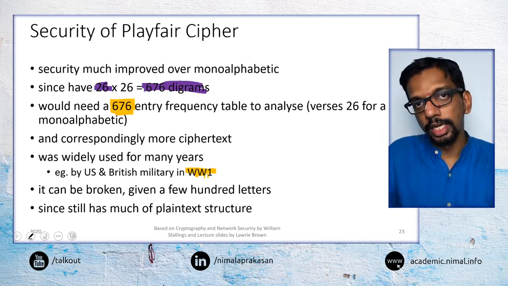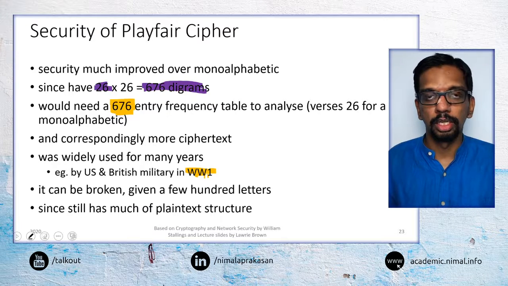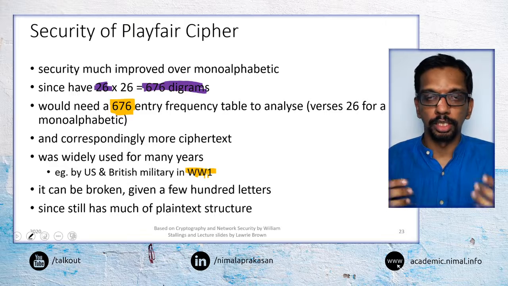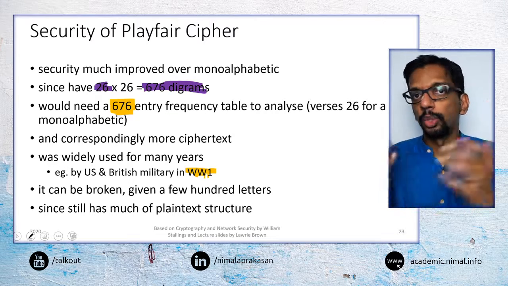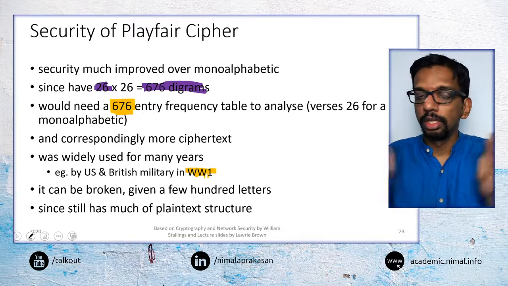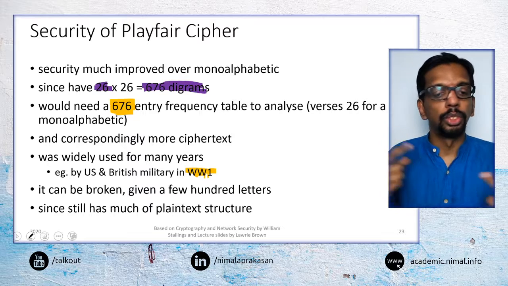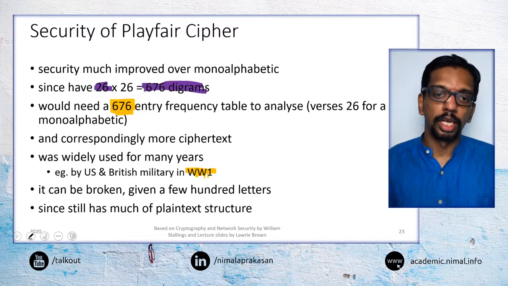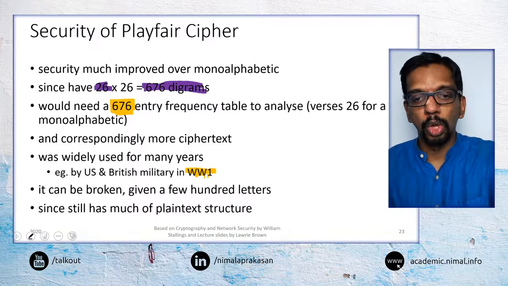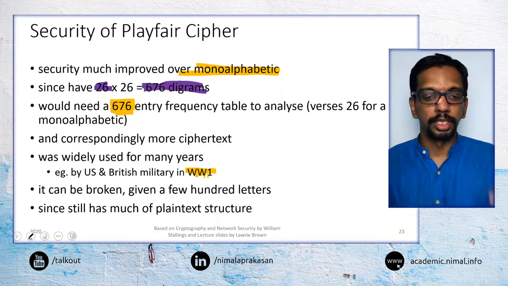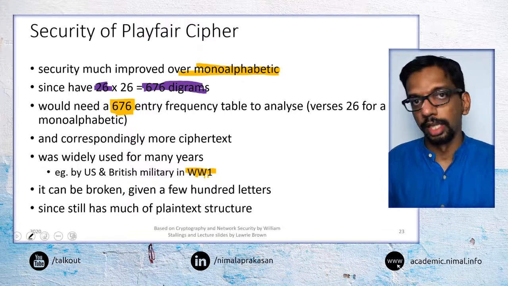To do frequency analysis, you need to have large amount of ciphertext. If you only have a single word, then you can't do much frequency analysis. Say, if you have only a 5-letter ciphertext, you cannot do frequency analysis because that may be very random. But if you have large amounts of ciphertext, then you can do frequency analysis even in the case of these type of pairs. Compared to monoalphabetic, this is better, but we can still compromise it using some form of frequency analysis, cryptanalysis attacks.